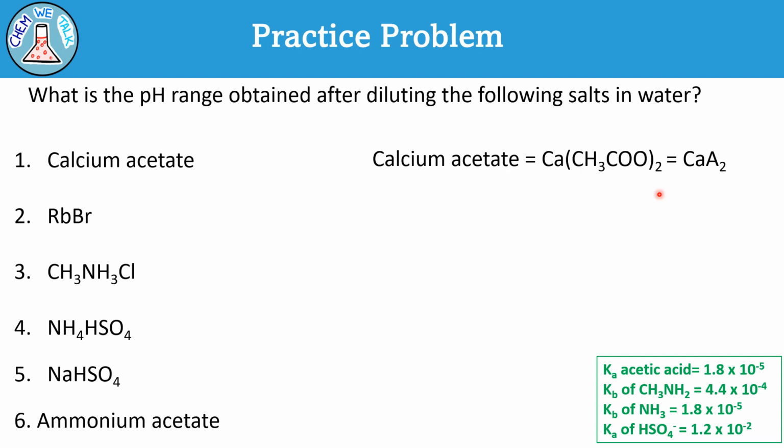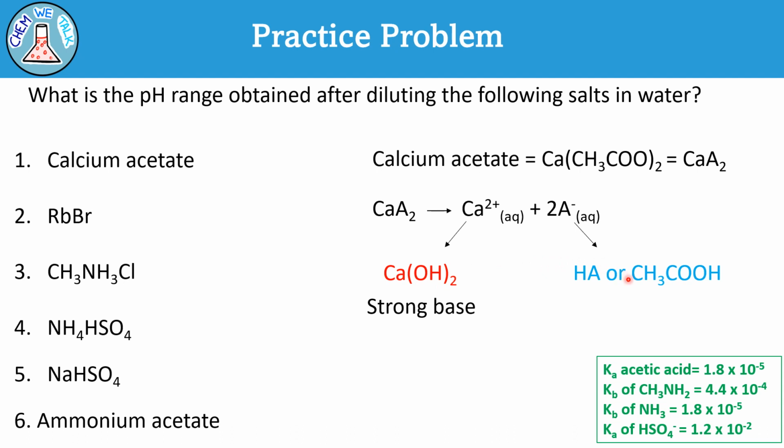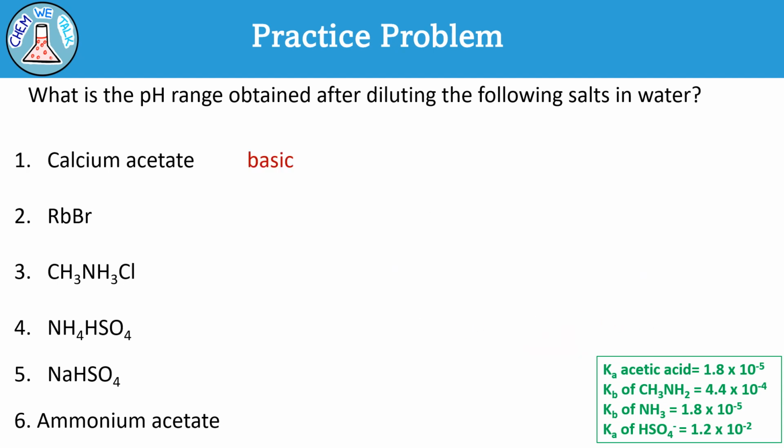Let's look at the base and the acid that produce this salt. So CaA2 produces calcium 2+ and 2 A- or acetate ions, and the calcium 2+ comes from calcium hydroxide, which is a strong base, and the A- comes from HA or acetic acid, which is a weak acid. Okay, so if it comes from a strong base and a weak acid, we're going to get a basic salt. So the strong overcomes the weak. Very simple.